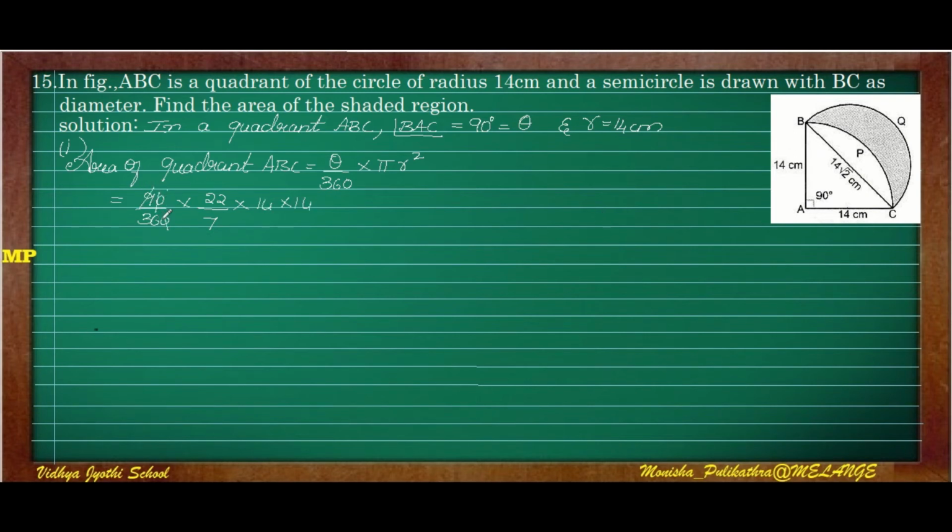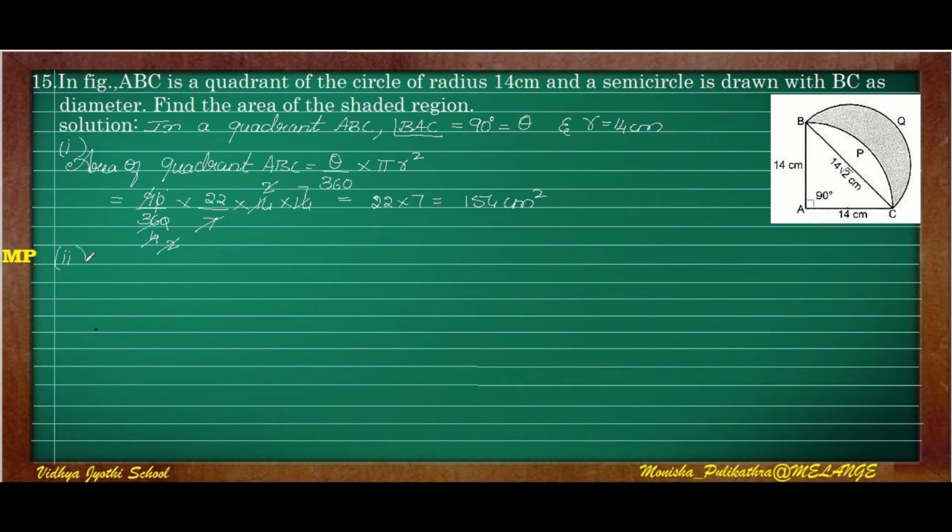So 0 0 cancel, 9 1s are, 9 4s are. So next it is 7 1s are, 7 2s are, and 2 1s are, 2 2s are, and 2 1s are, 2 7s are. So we will get 22 into 7, which is equal to 154 centimeter square, is the area of the quadrant ABC. This is the area of the quadrant ABC.